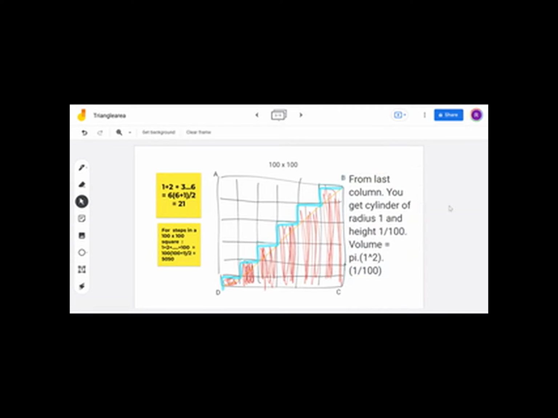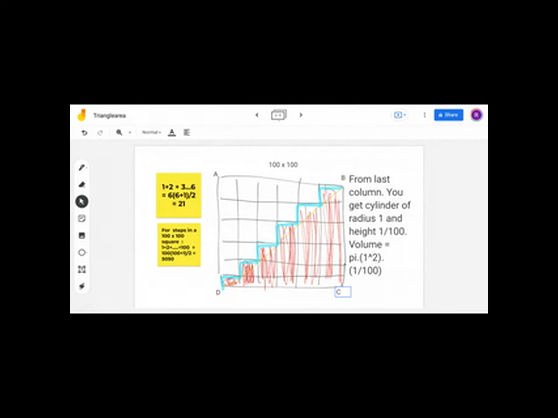Because the height is the thickness. The thickness of each column is actually the height of the cylinder, and the radius is actually how tall that column is. This tallness is actually the radius, and this thickness is actually the height. The thickness of every column is 1 over 100. So the height is all 1 over 100, but the radius keeps changing.